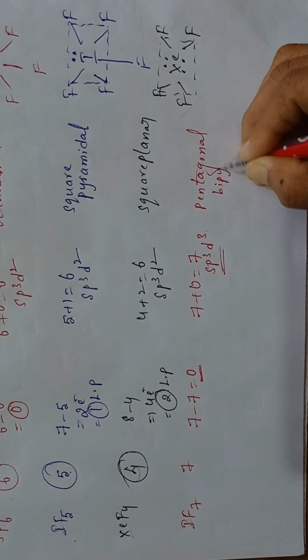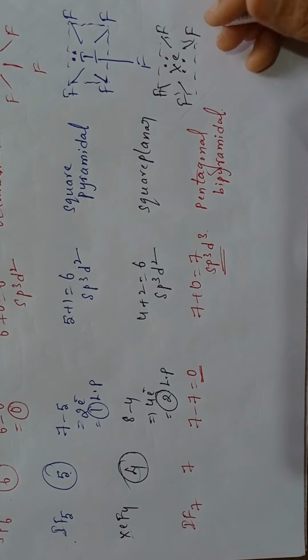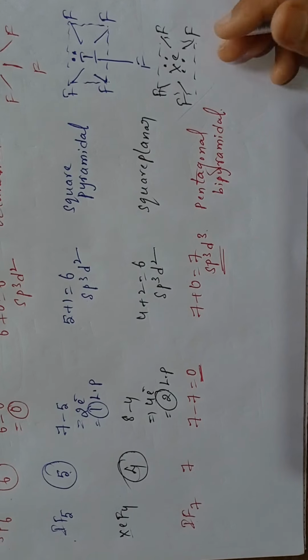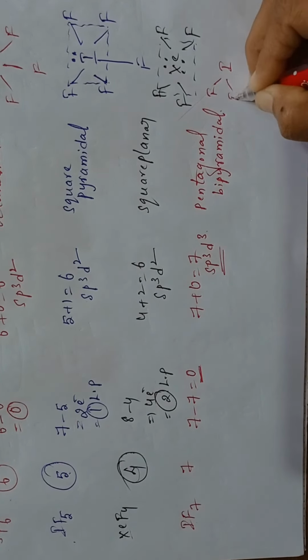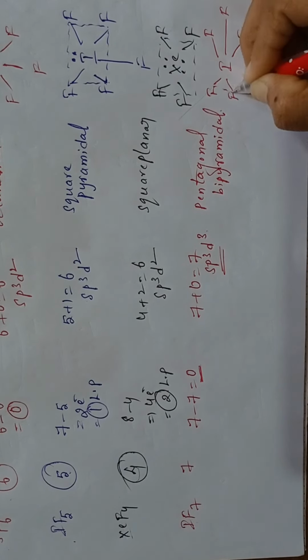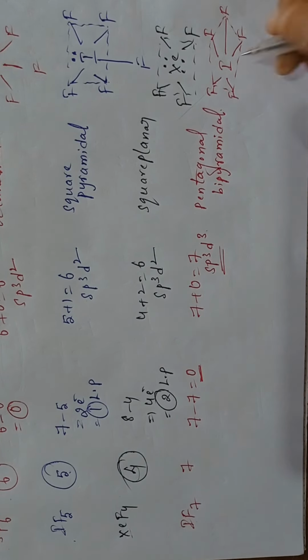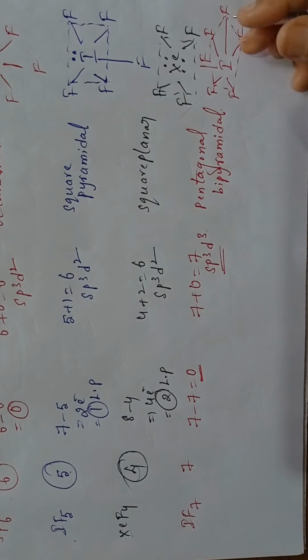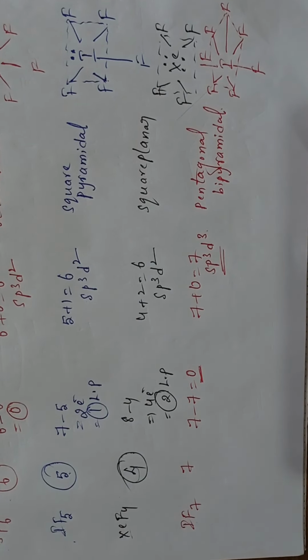Pentagonal bipyramidal shape. Okay, pentagonal bipyramidal shape. Now see here, IF7. So here F, here F, here F, here F, here F. Okay, now like this, up, down. This is the pentagonal bipyramidal shape.